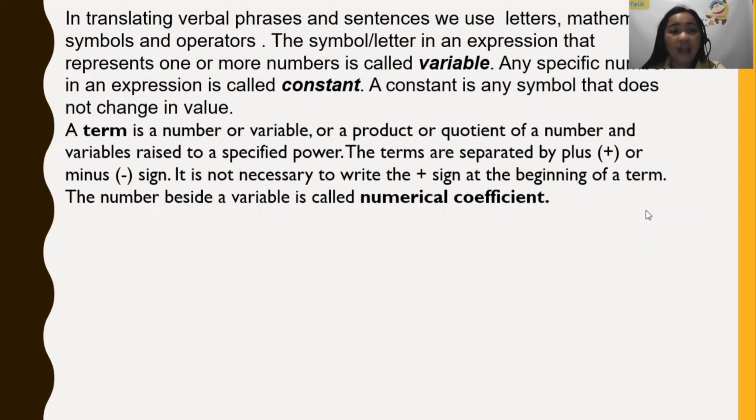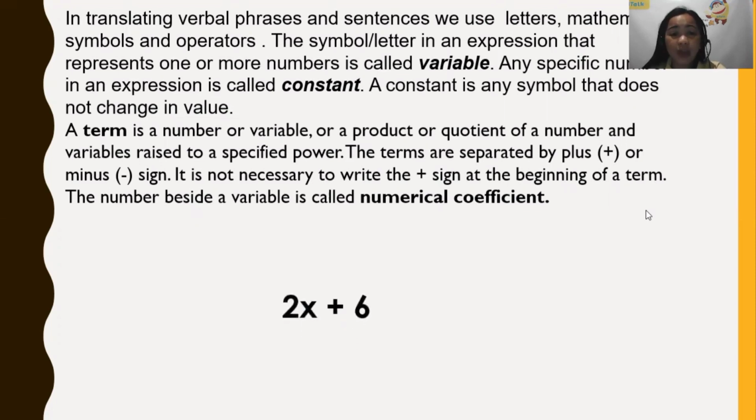A term is a number or variable, or a product or quotient of a number and a variable raised to a power. The terms are separated by plus or minus signs. It is not necessary to write the plus sign at the beginning of a term. The number beside the variable is called the numerical coefficient. Now, for you to understand this, let's have an example.